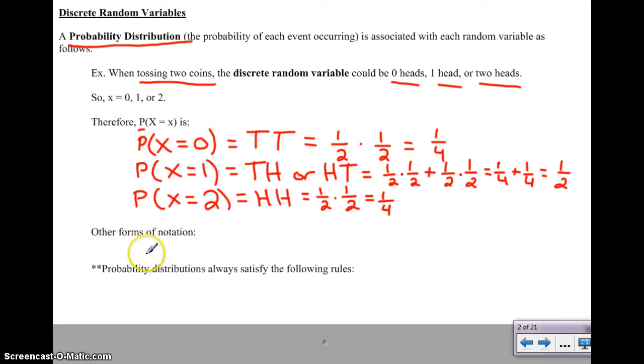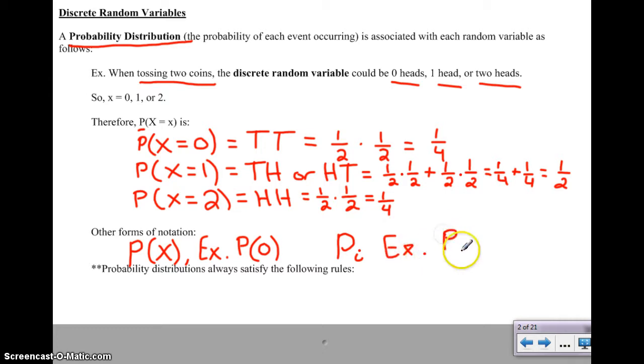A couple of the ways, though, that you might see this is you might see probability of x. So you might not always see this equal sign. That would look like, for example, probability of 0, so big P and then 0, and that would be the same as x equals 0. You might also see a probability with a little subnotation, for example, probability of 0 heads. So all of these notations are the same. You would either have x equals 0, or you would have 0 inside the parentheses, or a subnumber of 0.